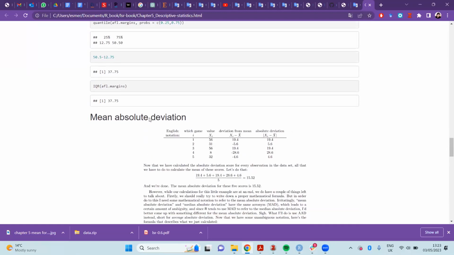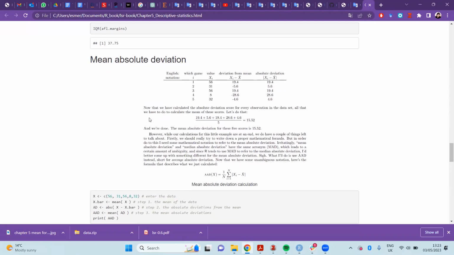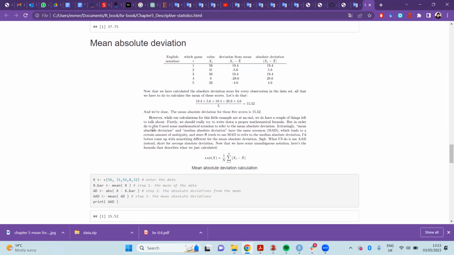The mean absolute deviation is the absolute distance of each one of our points from the center of the data. The center can be defined either by the median or by the mean, depending on the analyst. But it is defined as the absolute deviation from this center point.